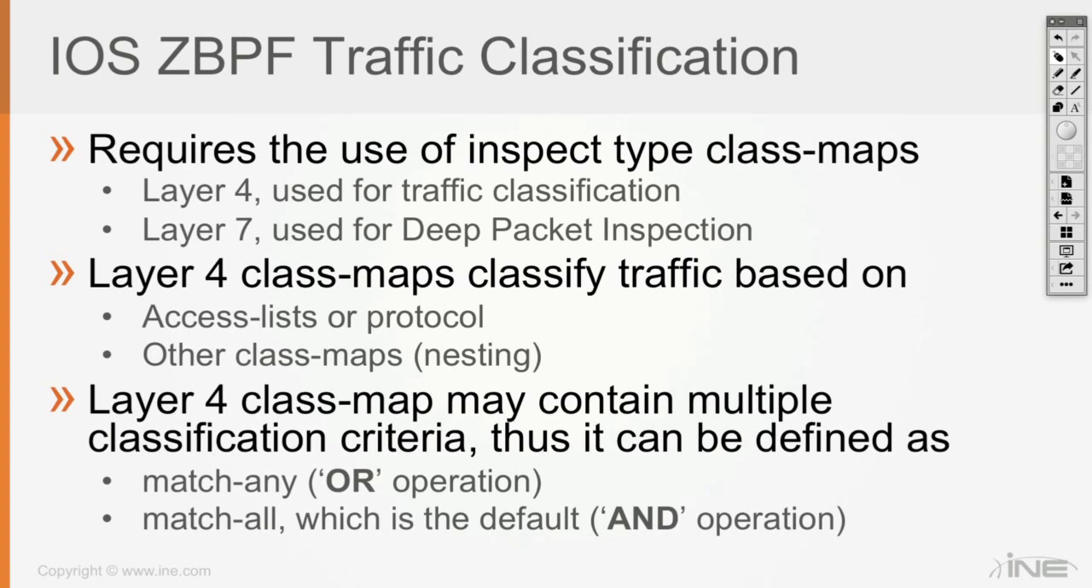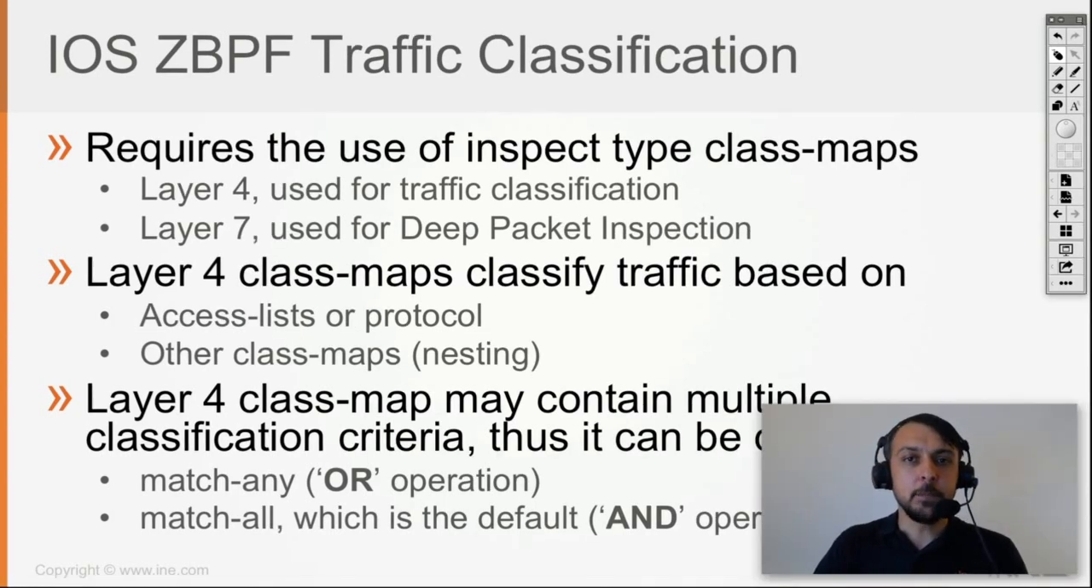Now, one class map may contain one or multiple classification criteria. The class map can be defined as match any, which means you're going to end up having an OR operation between the entries in the class map. For example, if I define a class map of type match any, and I say match protocol HTTP, match protocol FTP and match protocol SMTP, then the traffic flowing through the firewall is going to match on that class map if the traffic is either HTTP, FTP or SMTP. It doesn't have to be all of them at the same time.